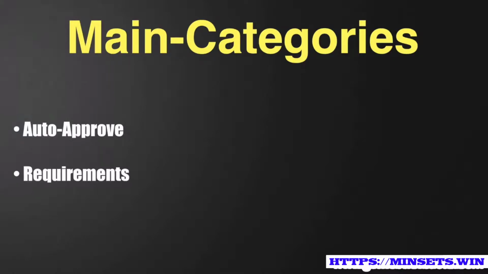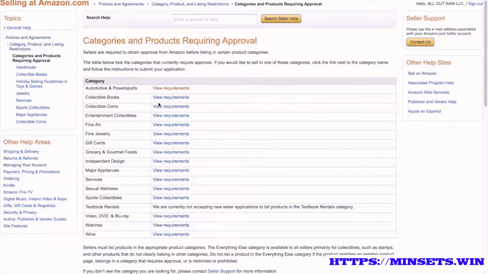Now, the requirements are different for every single category. So what I'm going to do is show you a page, and I'll have a link down below in this video, where you can see the requirements for every single category. Okay, so how I got to this page is I simply searched restricted categories in Amazon, but I will have a link below in this video. Now, with this, you can click on any single one of these categories, and these are all the main categories, okay?